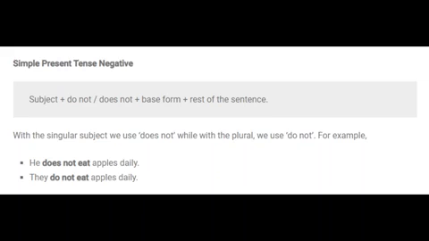With the singular subject we use does not, while with the plural we use do not. For example, he does not eat apples daily. Second, they do not eat apples daily. Third person he, singular, we have used does not. And they, third person plural, we use do not. Please keep this in mind and understand. All these rules will be required in writing and understanding grammar.